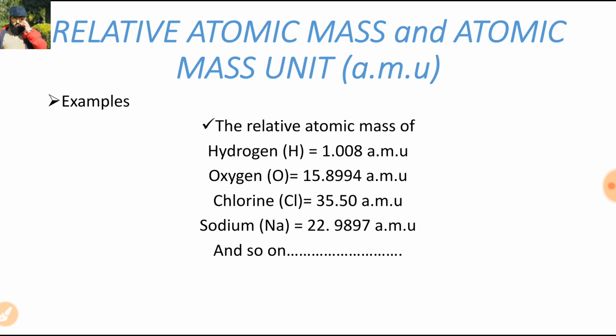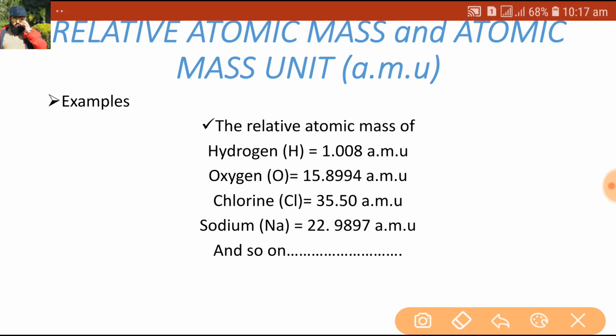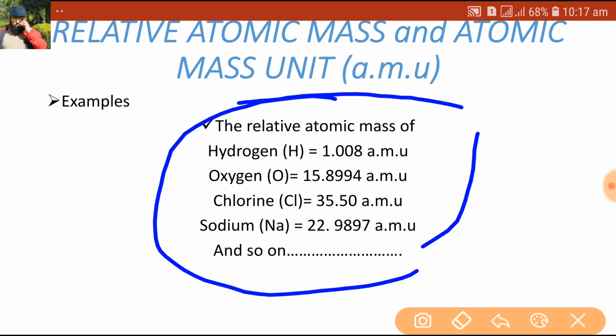Here are a few examples of the relative atomic masses of atoms of different elements. For example, the relative atomic mass of hydrogen is 1.008 a.m.u, that of oxygen is 15.8994 a.m.u, chlorine 35.5, sodium 22.989, and so on. Here you can note one thing: in the periodic table most of the elements have their relative atomic masses in decimal fractions, not in whole number integers. What is the reason behind this? This we will discuss in the next video.